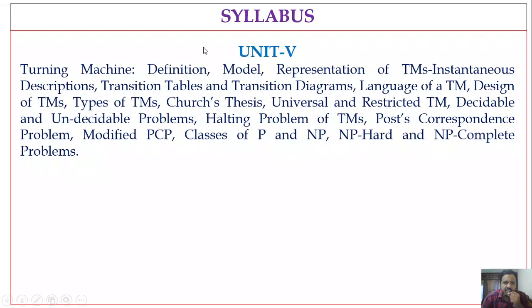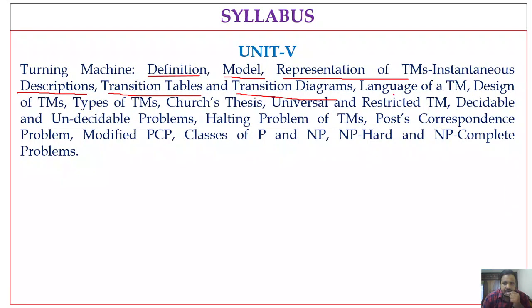So this is the syllabus of Unit 5. In this unit, we are going to discuss the Turing machine, what is meant by Turing machine, its definition. Then we'll discuss the model of Turing machine, representation of Turing machine, instantaneous description. That means how to represent the configuration of Turing machine by using these instantaneous descriptions. We will also discuss the transition tables and transition diagrams.